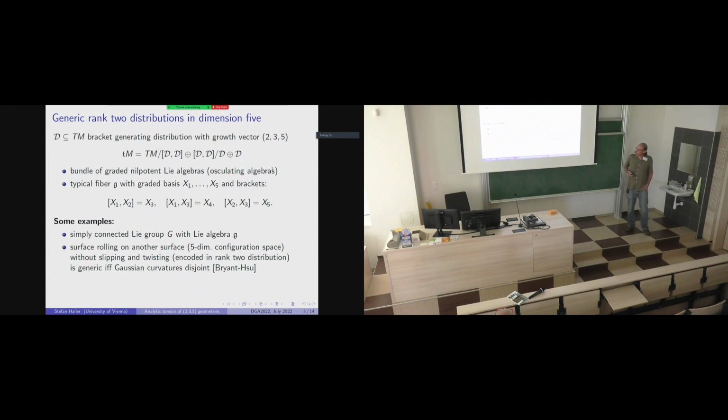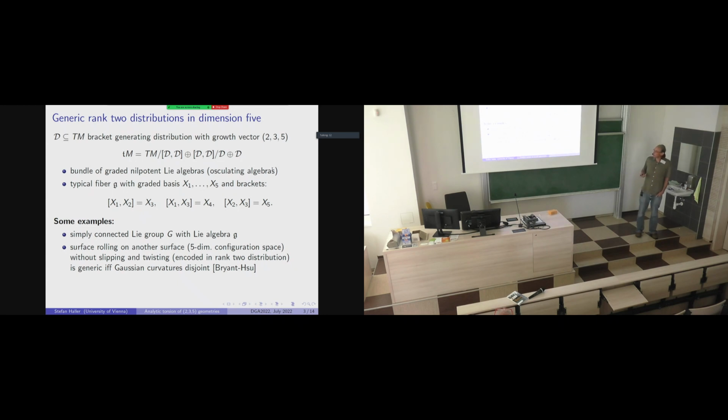Let me give a few examples. We can, of course, take the simply connected Lie group corresponding to the symbol algebra. It's a 5-dimensional Lie group, and on this Lie group we have invariant 2-3-5 geometries. Another class of examples arises when we take two surfaces and one surface is rolling on the other one without slipping and twisting. That gives you a 5-dimensional configuration space, and this non-slipping and twisting condition can be encoded in a rank 2 subbundle. And if the Gaussian curvatures of these two surfaces are disjoint, then this is going to be a 2-3-5 geometry.